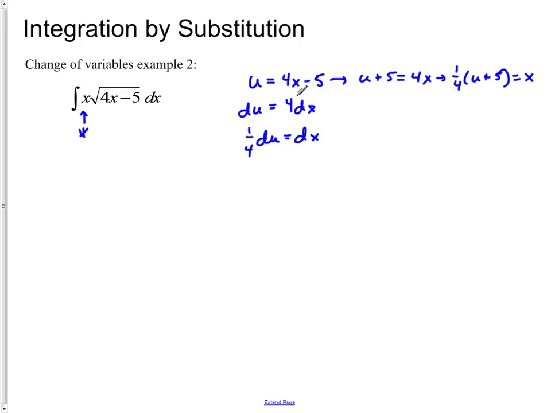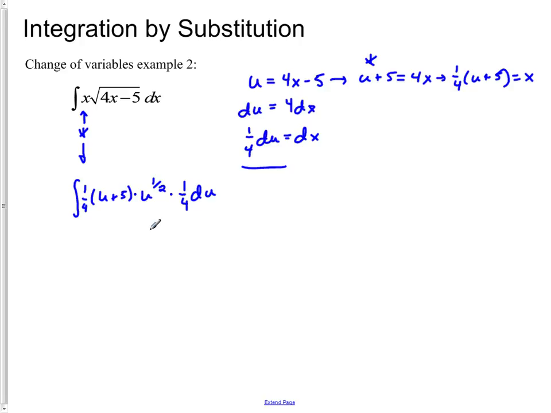So what we're going to do right here is use this replacement in our antiderivative, so that we're going to see an expression that now looks like the following: 1/4 of the quantity u plus 5, multiplied by u to the 1/2, multiplied by, in this case, 1/4 of du.